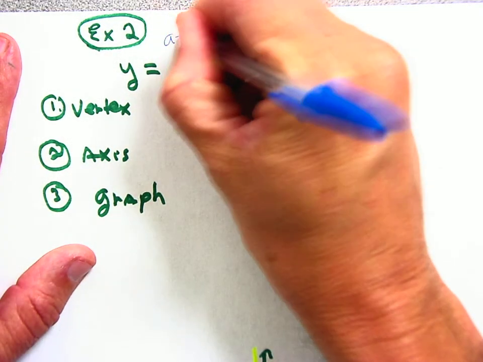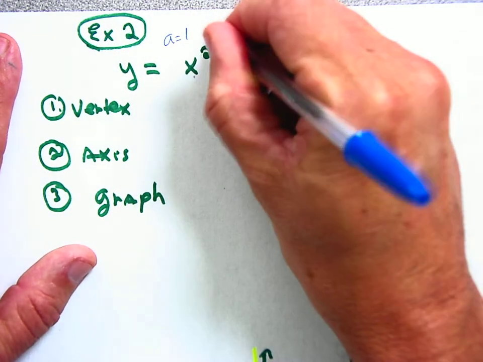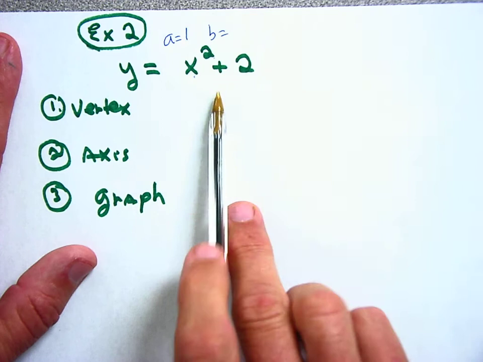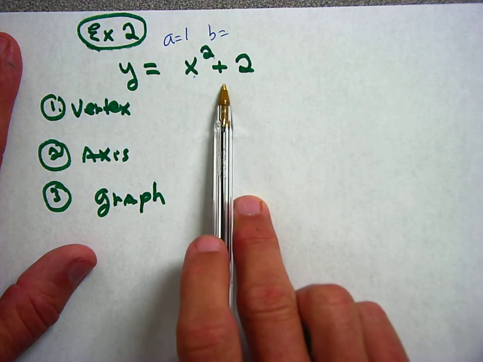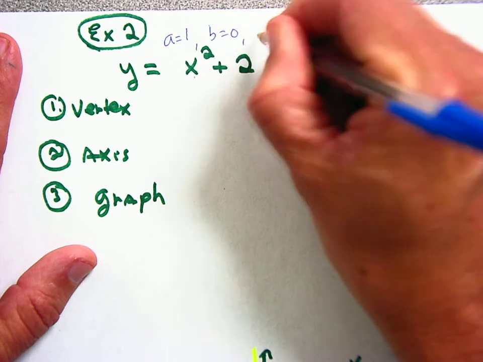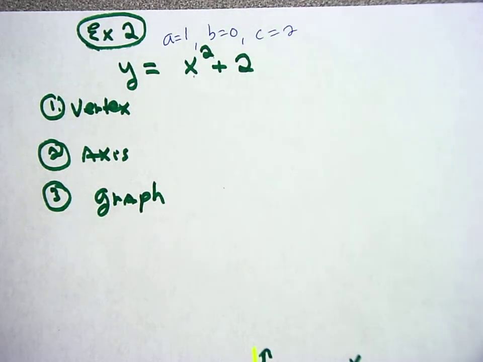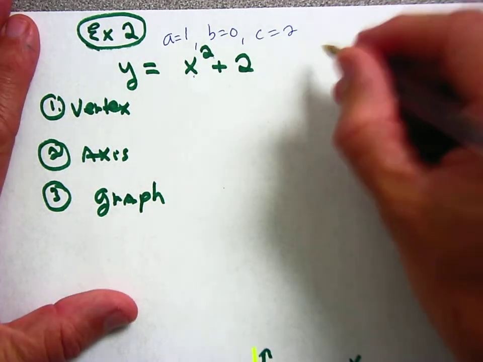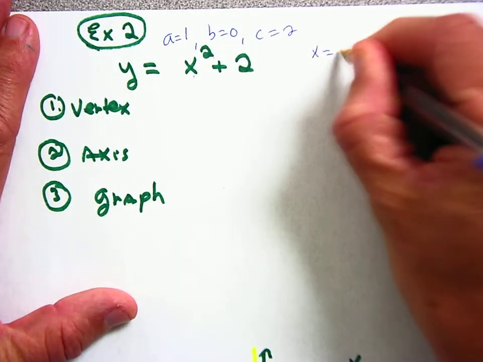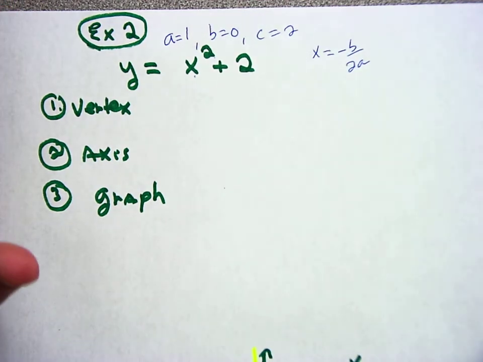So a equals x squared's coefficient, that's 1. B is, whoa, there's no x. See how there's no x term to the first power? So B is 0, and then C is 2. We don't need C yet. The reason why I have you write A, B, and C is when we do the quadratic formula, you're going to need it. The formula is x equals negative b over 2a.